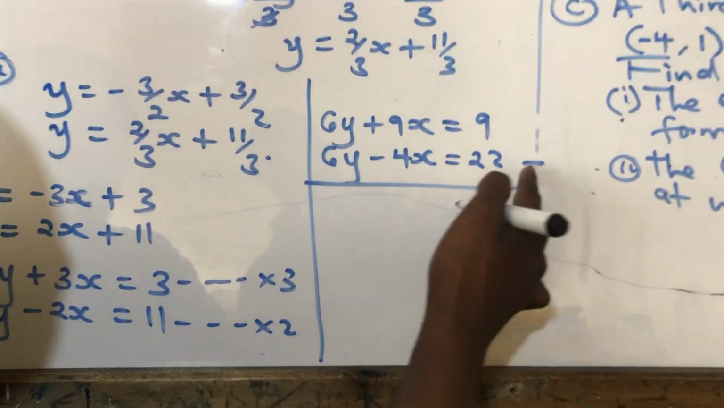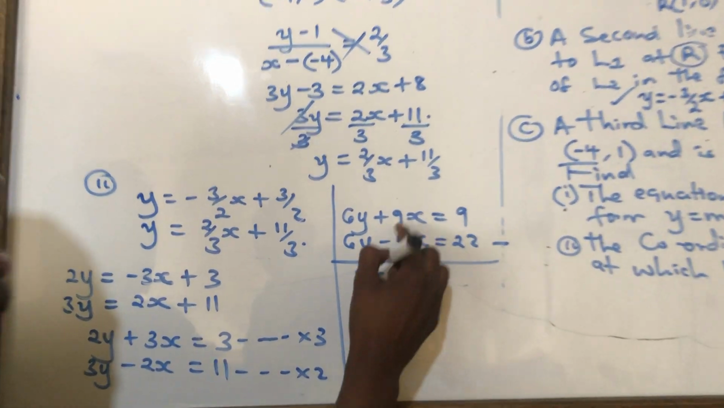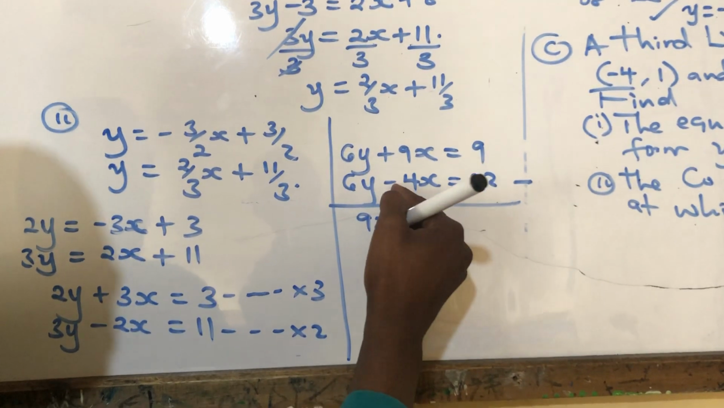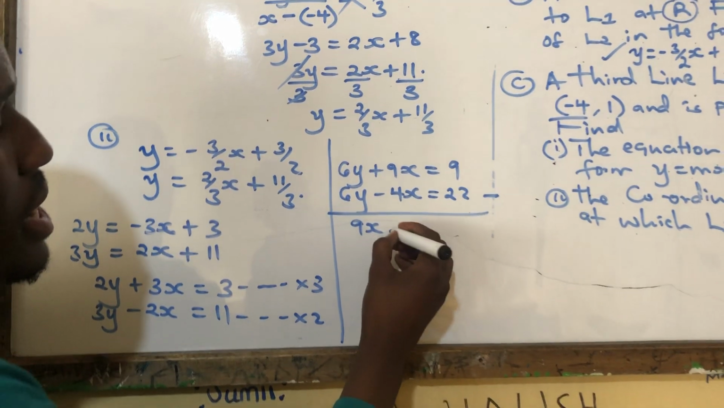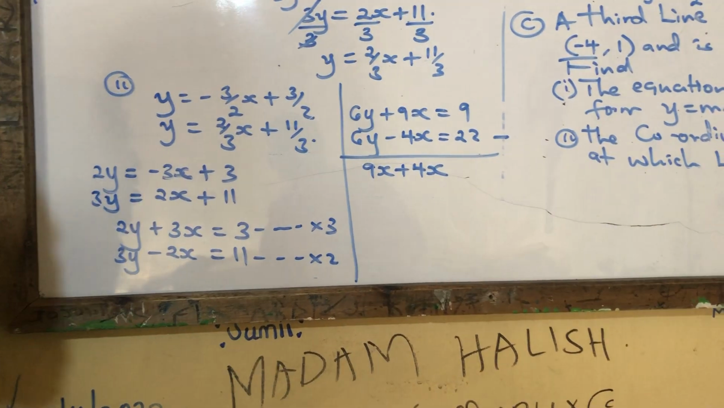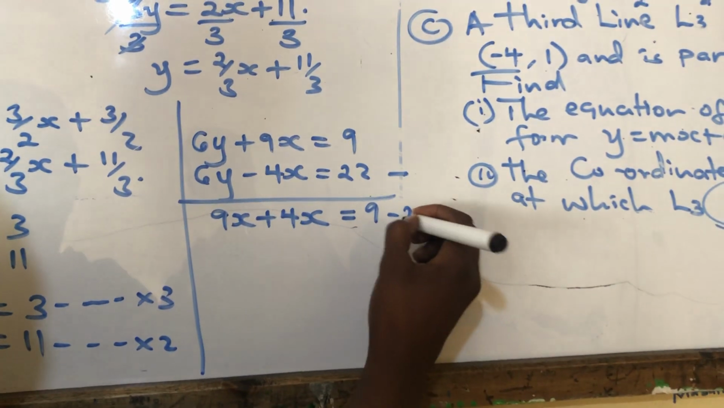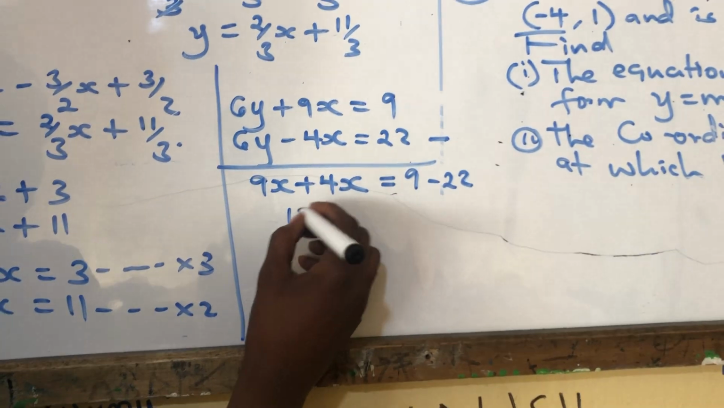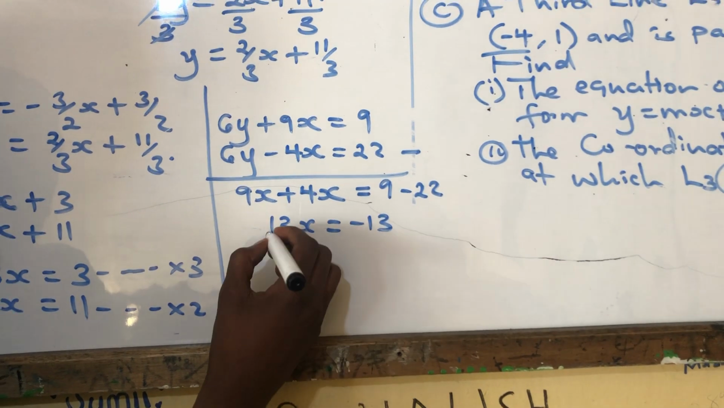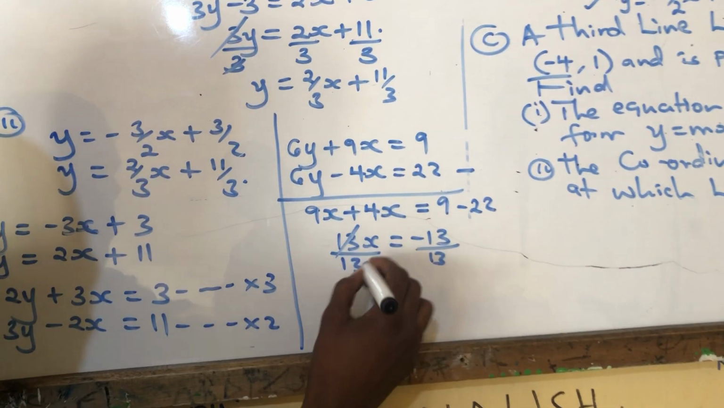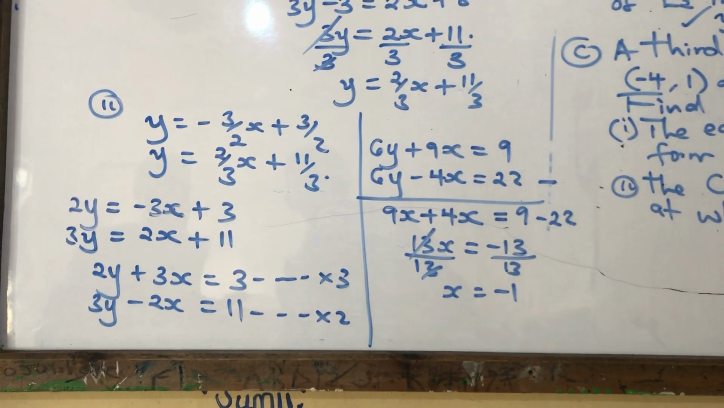6y minus 6y should give us 0. Then 9x minus 4x should give us positive 13x. Equals 9 minus 22. 9 minus 22 should give us negative 13. Divided by 13, divided by 13. Our x becomes negative 1.